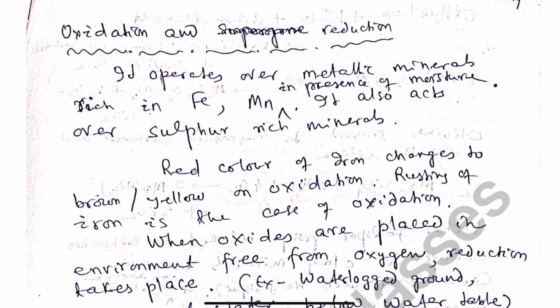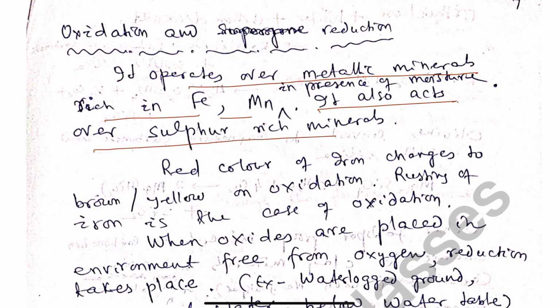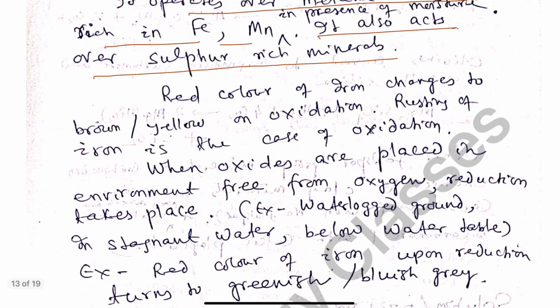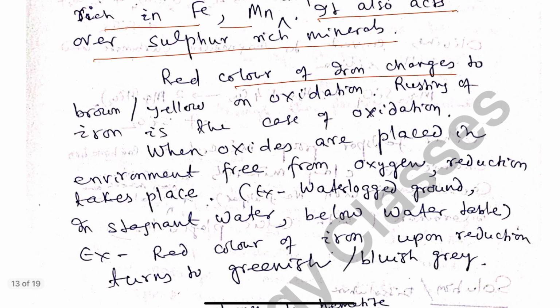Then oxidation. Oxidation is loss of electrons; gain of electrons is reduction. So how does the oxidation reaction operate? It operates over the metallic minerals rich in iron and manganese, and it takes place in presence of moisture. It also acts over the sulfur rich minerals. For example, the red color of iron changes to brown and yellow on oxidation. Rusting is a type of oxidation.